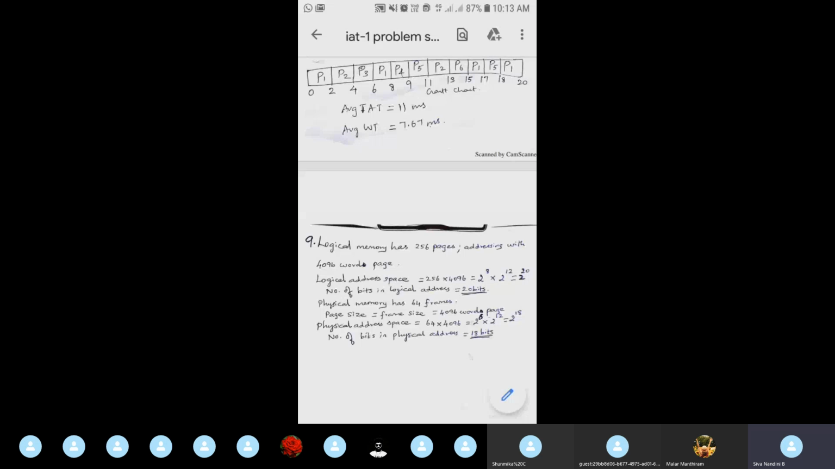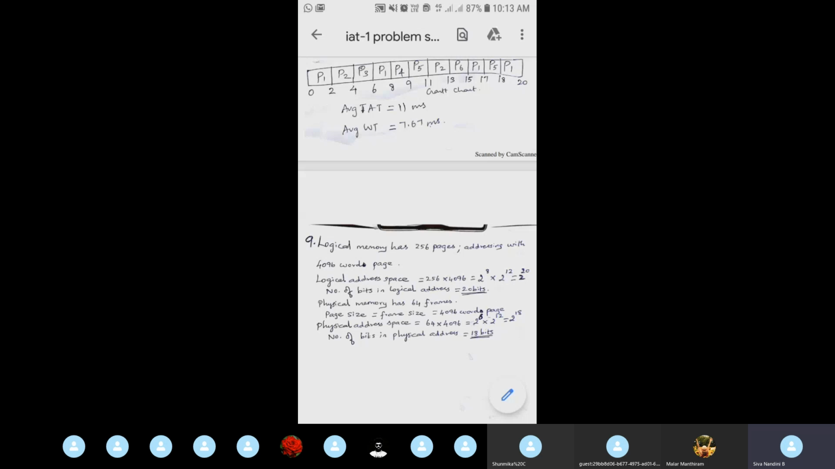Then how many bits will be in the logical address? That power value, 20 bits. In the same way for the physical frame, the question is given. The physical address space has 64 frames. Here we will be assuming that the page size and the frame size are equal. So the page size and the frame size will be 4096 words. To find the physical address space, we'll be multiplying the number of frames into the word capacity. That is 64 into 4096.